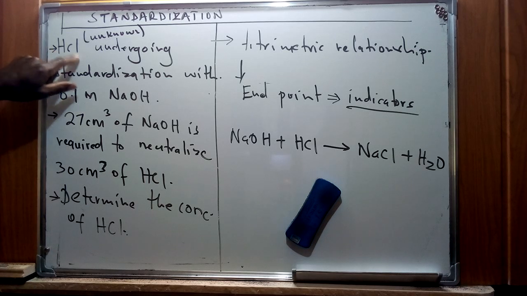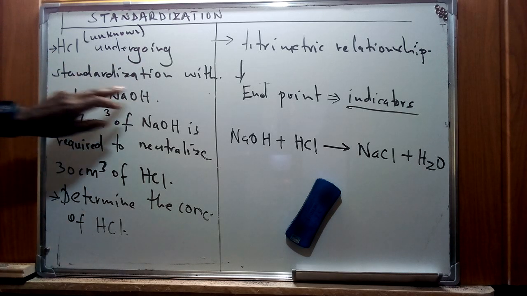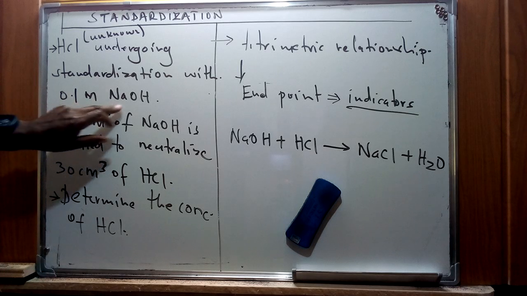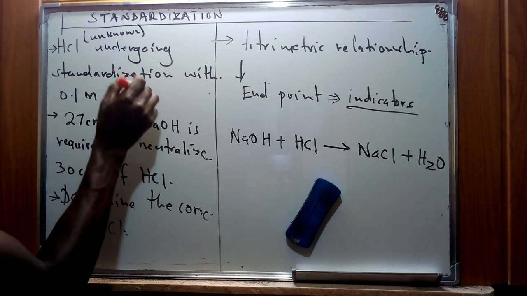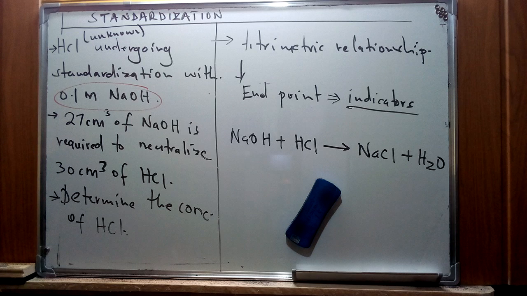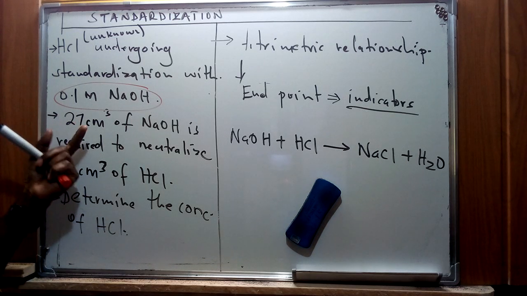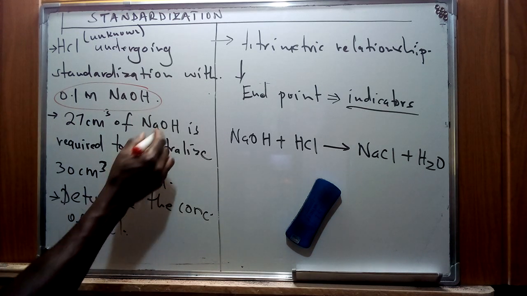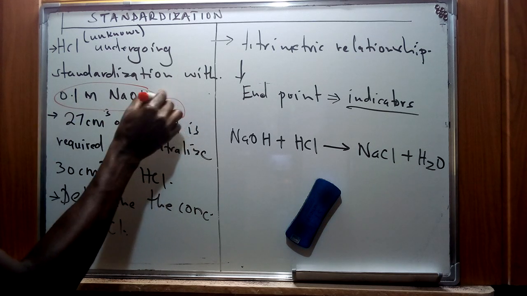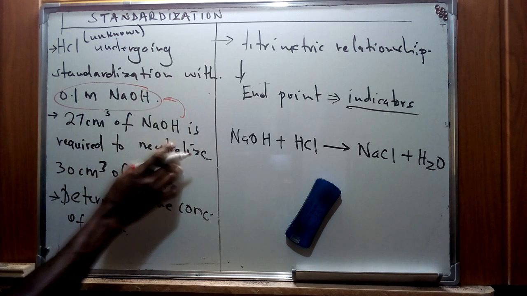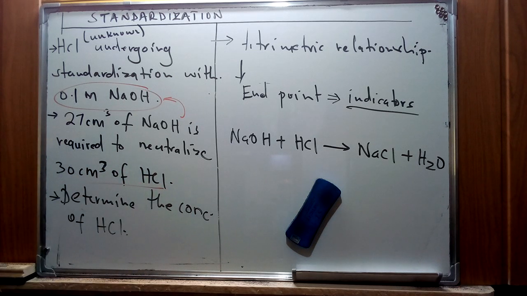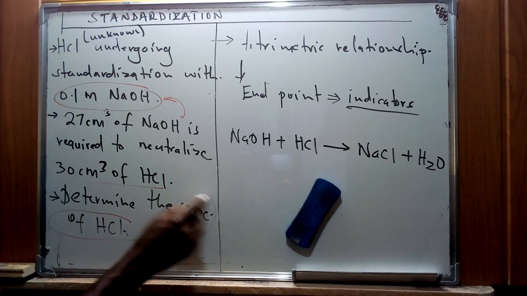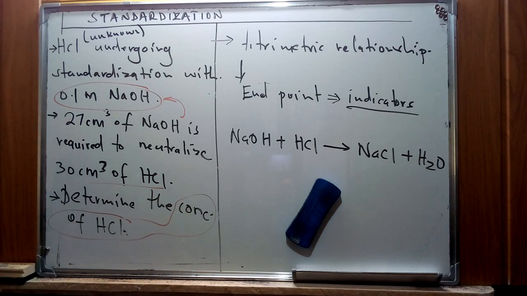So therefore, hydrochloric acid undergoes standardization with 0.1 molar sodium hydroxide. Basically, we're going to refer to sodium hydroxide as a standard solution because its concentration is known, given as 0.1 molar. During the reaction, 27 centimeter cubed of sodium hydroxide of this known solution is required to neutralize 30 centimeter cubed of HCl. So we're required to determine the concentration of HCl from that.